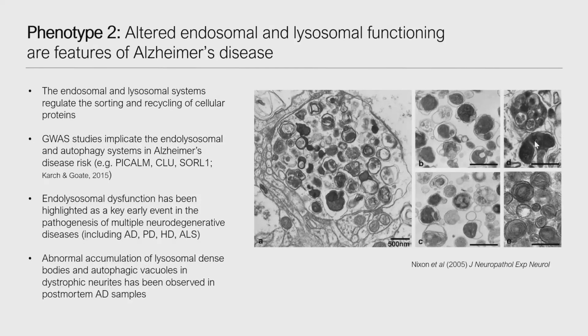Going back to my point that what we're really looking to do is model early stages of disease, and so model cellular dysfunction that can be detected in later stage patients. That's true of the endosomal and lysosomal dysfunction. So on the right-hand side, you can see electron micrographs, which show abnormal accumulation of lysosomal dense bodies and autophagic vacuoles in dystrophic neurites from an Alzheimer's disease patient.